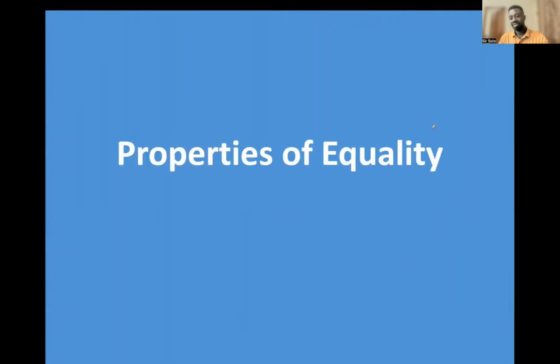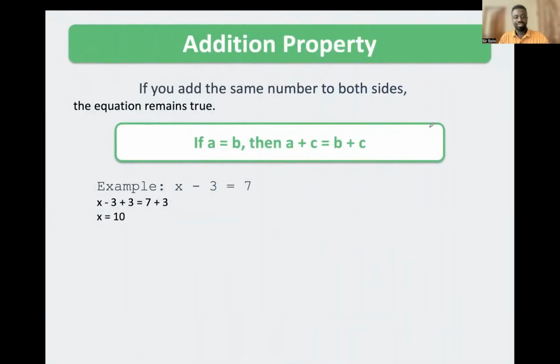Now, what are the properties of equality? If you add the same number to both sides, the equation remains true. That is, if a is equal to b, then a plus c is equal to b plus c.